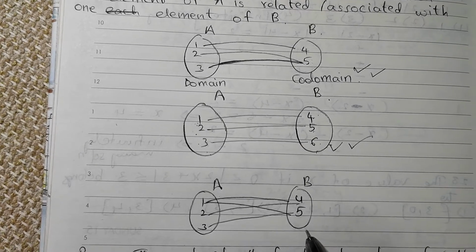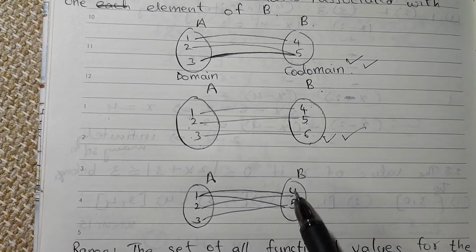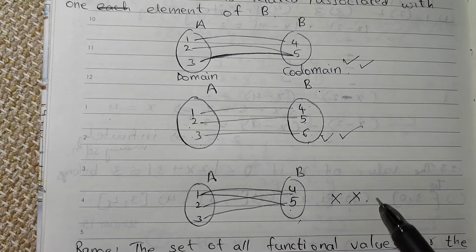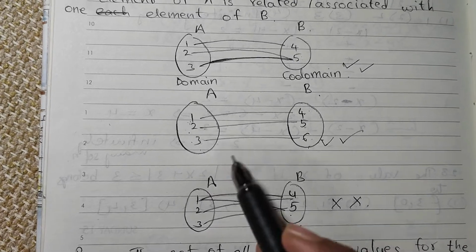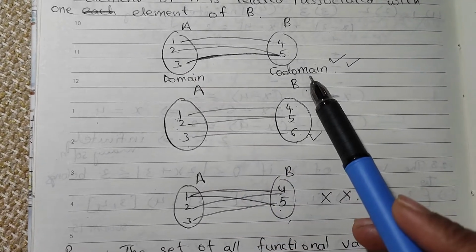Then let's see the next example. In this example 1 is related to two elements in B, so 4 and 5. So this is not a function. Okay, so our set A here is said to be domain and set B here is said to be codomain.